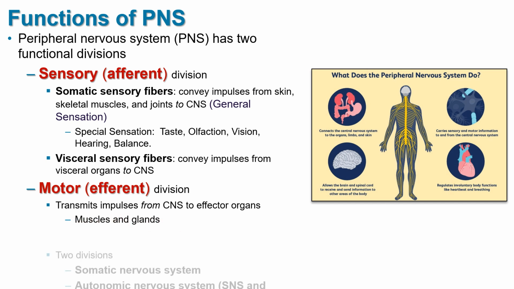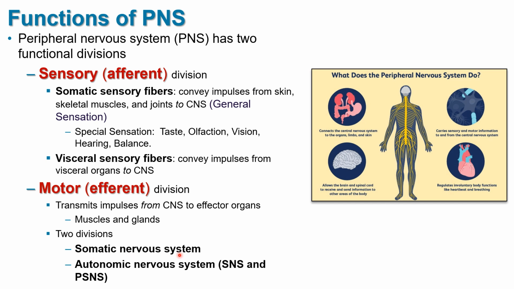Then we have the motor division, which is sending information and commands out to muscles and glands. That can be a sort of a voluntary situation. We call that the somatic nervous system, where you command skeletal muscle by and large. Or we have the autonomous nervous system, or we call it the autonomic. These are usually done absent of voluntary command.